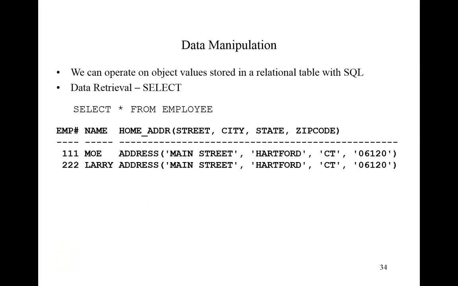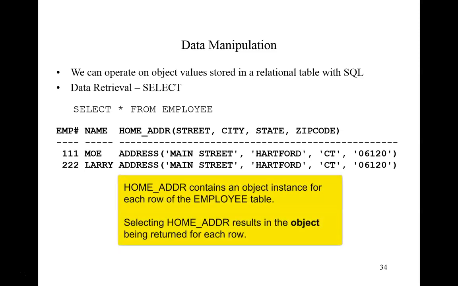After applying the inserts, we can query the employee table, and what we see in the home address column is something a bit odd. Instead of showing us the street value, the city, the state, the zip code, it effectively shows us the call to the constructor with the attribute values.